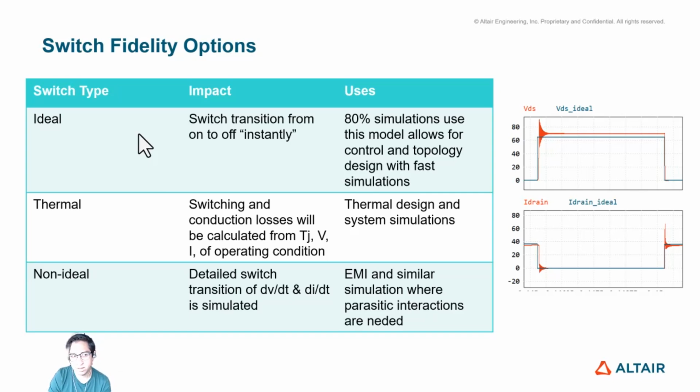For instance, use ideal models for controls design and topology design, not for EMI or other things. Maybe you would be thinking about extracting losses with these switches. Don't do that. Same goes with the thermal. Use thermals just for thermal design, thermal simulations. Don't expect to multiply the voltage and the current waveforms to get the switching losses.